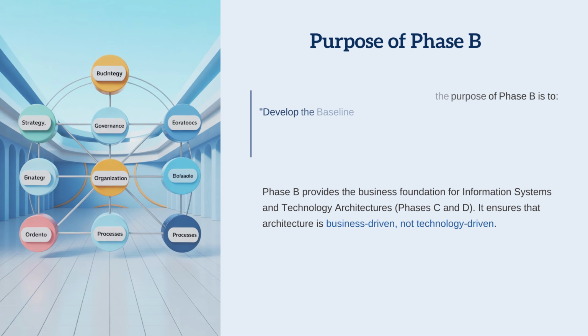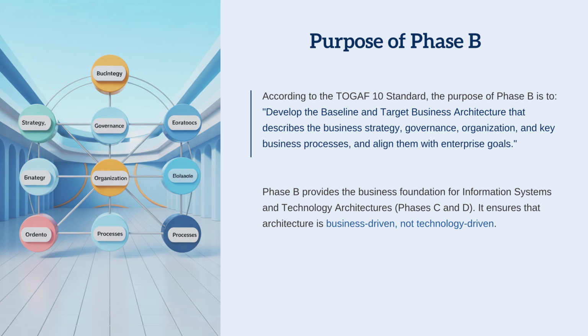The purpose of Phase B is to develop the baseline and target business architectures that describe the organization's strategy, governance, processes, and capabilities. This ensures the architecture remains business-driven, rooted in how the enterprise actually delivers value to customers and stakeholders. The outcome is a formal understanding of what must change in order to achieve the vision defined in Phase A.